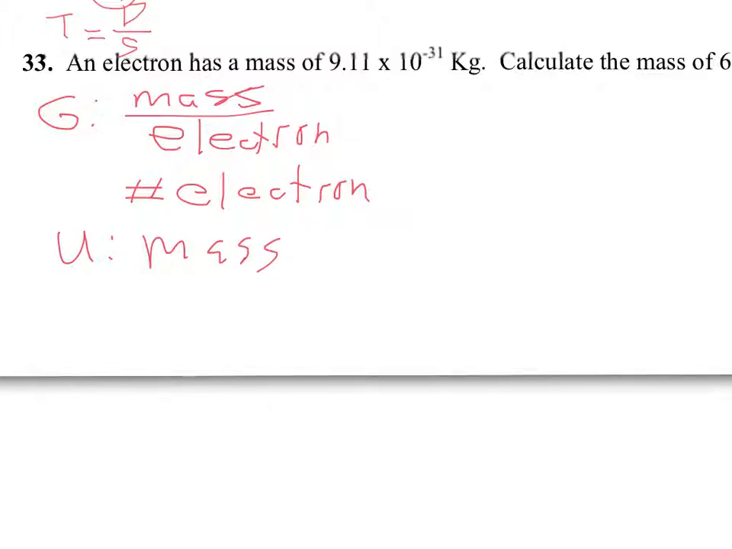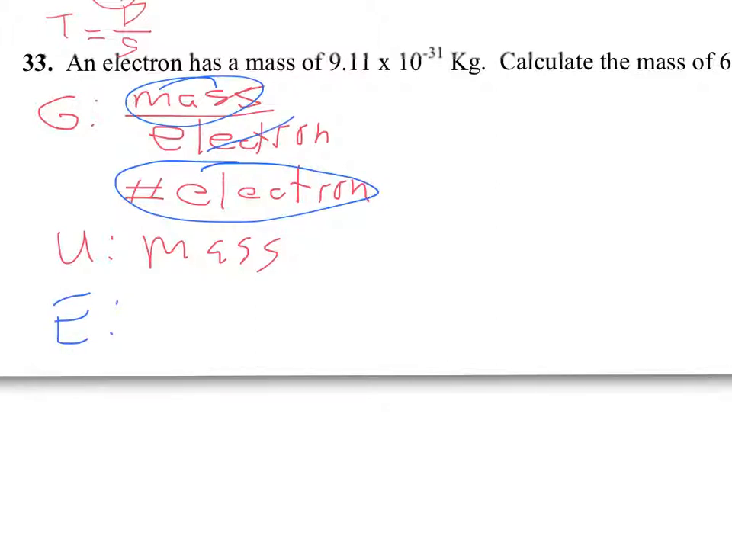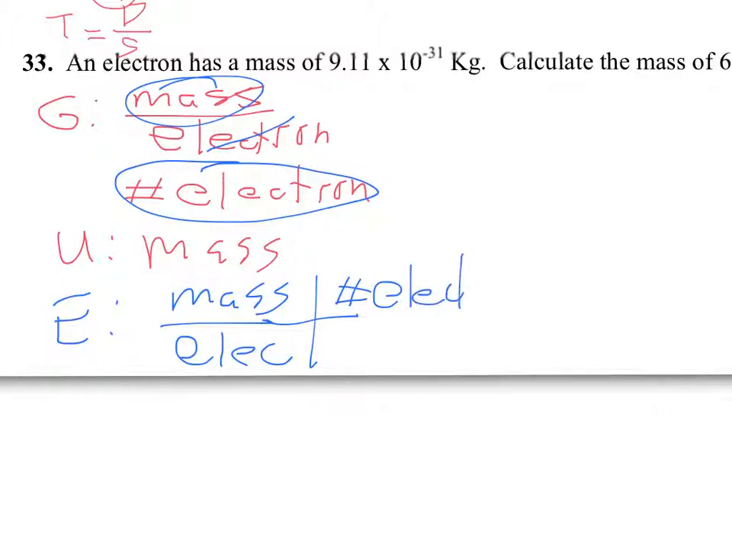So from that, we can see that if we just want the mass up here, we're going to have to take this number of electrons and multiply it so that it will cancel with this. So our equation in our GUESS method is mass per electron times the number of electrons, so that electrons cancel and gives us just mass.